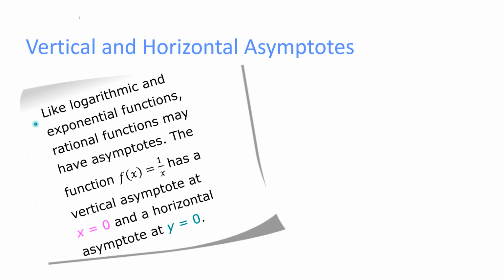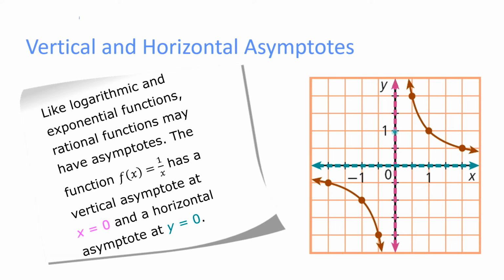Moving on, in general, we can say that like logarithmic and exponential functions, rational functions also have asymptotes. The function f of x equals 1 over x has a vertical asymptote at x equals 0, that is the y-axis, and a horizontal asymptote at y equals 0, that is the x-axis.